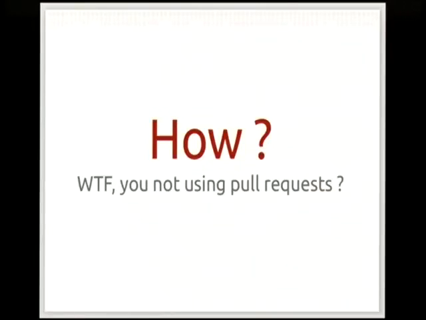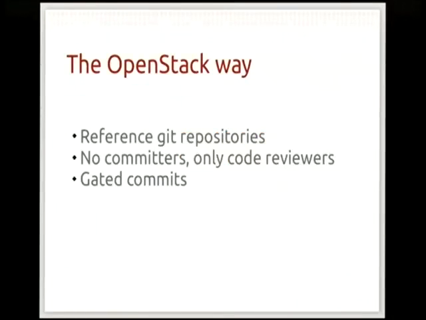How would you contribute to OpenStack? We're not using pull requests. So the OpenStack way: we have reference master Git repositories, and we don't have committers. We only have code reviewers. You propose a change, it gets reviewed by a number of people, and at some point it gets approved by the required number of people, and then it gets sent to our testing automation system that I will present tomorrow, and then it gets merged. So you don't have someone with superpowers that is superior to anyone else and has the ability to commit code to a repository. Everyone goes through this code review system.